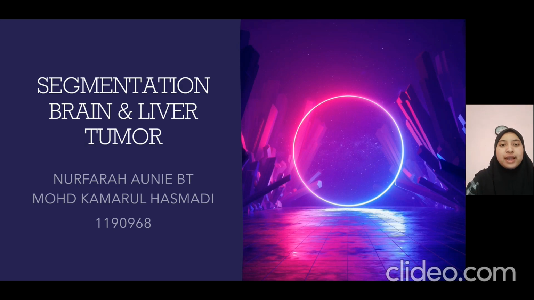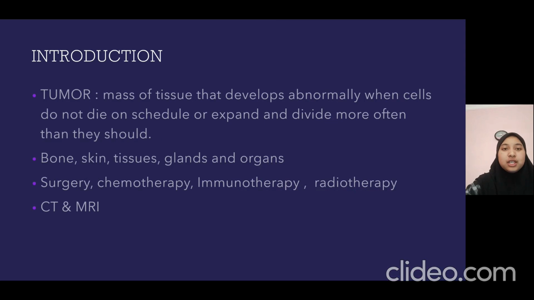So today I would like to present about segmentation image processing on brain and liver tumor. I will start with the introduction with the definition of tumor, which is a mass of tissue that develops abnormally when cells do not die on schedule or expand or divide more often than they should. The parts of the body that can be affected are bone, skin, glands, tissues, and organs.